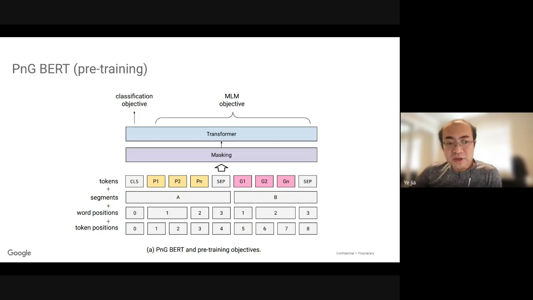The primary pre-training objective is a masked language model. One trick here is the masking is done at the word level and consistently between phoneme and grapheme segments. There is a secondary pre-training objective, which is language classification. And this objective is only used for pre-training a multilingual PnG BERT.